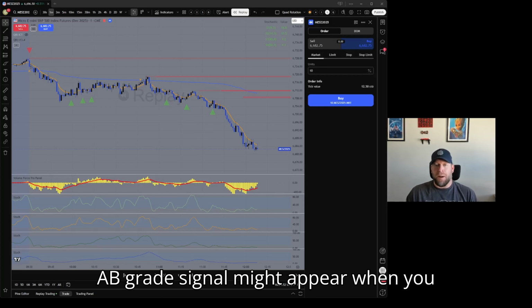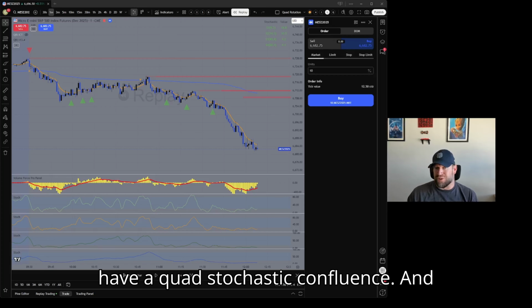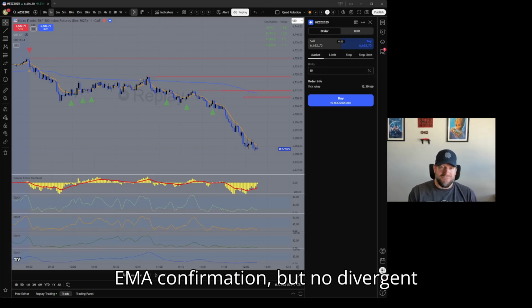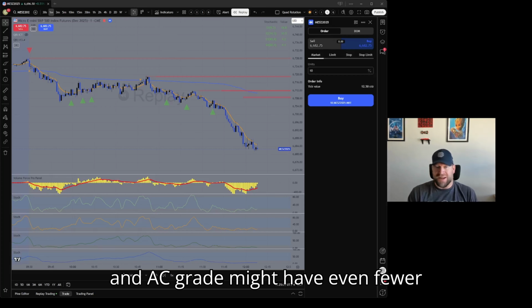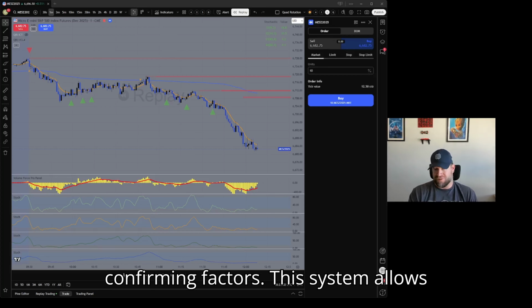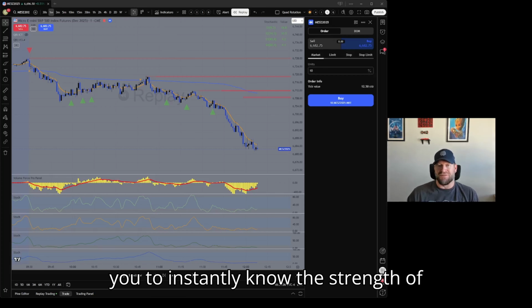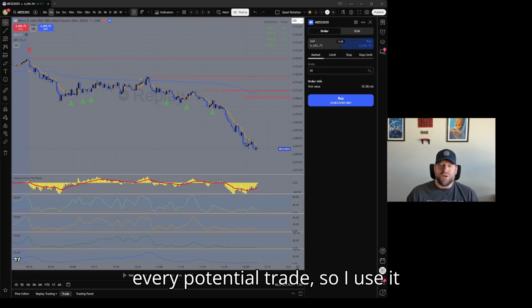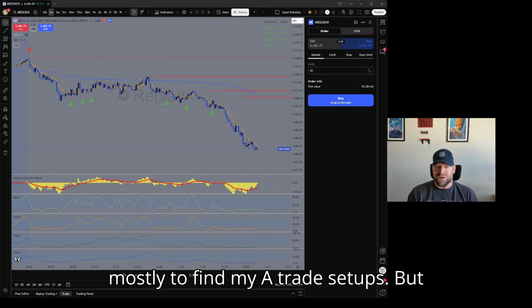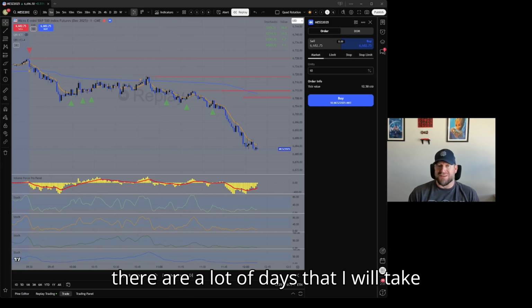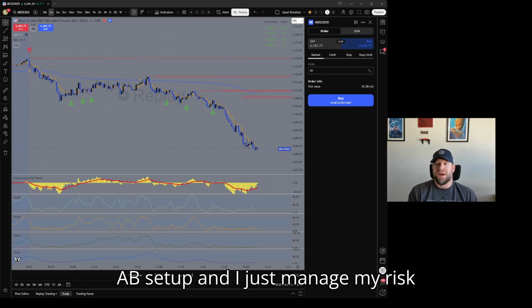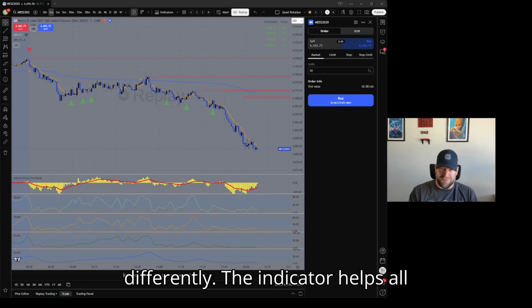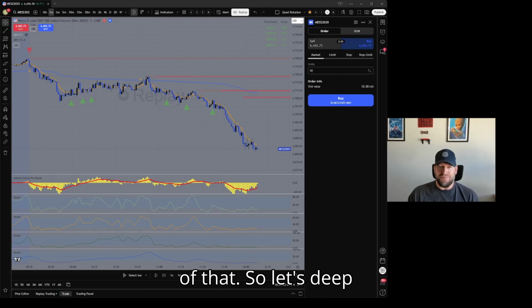A B grade signal might appear when you have a quad stochastic confluence and EMA confirmation, but no divergence. And a C grade might have even fewer confirming factors. This system allows you to instantly know the strength of every potential trade. So I use it mostly to find my A trade setups, but there are a lot of days that I will take a B setup, and I just manage my risk differently. The indicator helps with all of that.